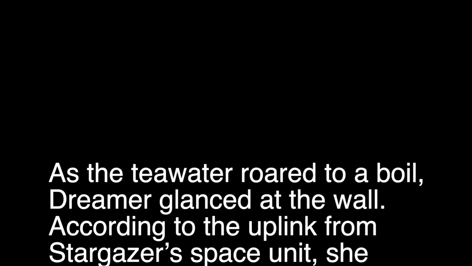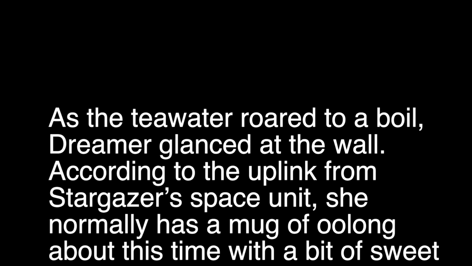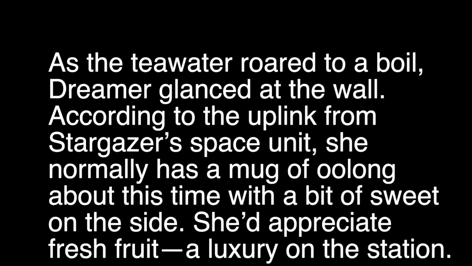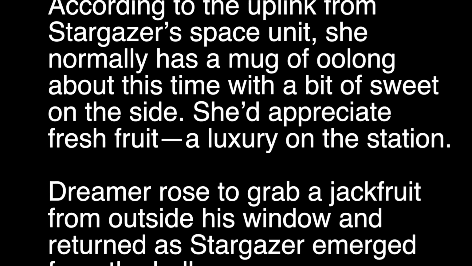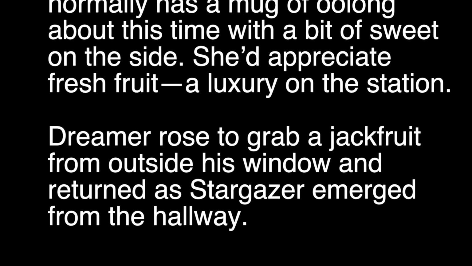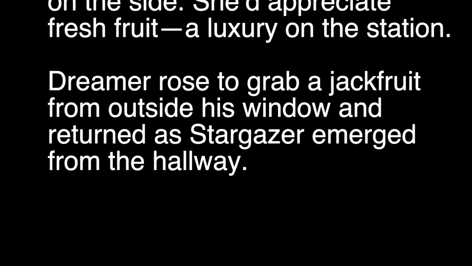As the tea water roared to a boil, Dreamer glanced at the wall. According to the uplink from Stargazer's space unit, she normally has a mug of oolong about this time, with a bit of sweet on the side. She'd appreciate fresh fruit, a luxury on the station. Dreamer rose to grab a jackfruit from outside his window and returned as Stargazer emerged from the hallway. Stargazer, who lives on a space station, is visiting her on-planet brother.